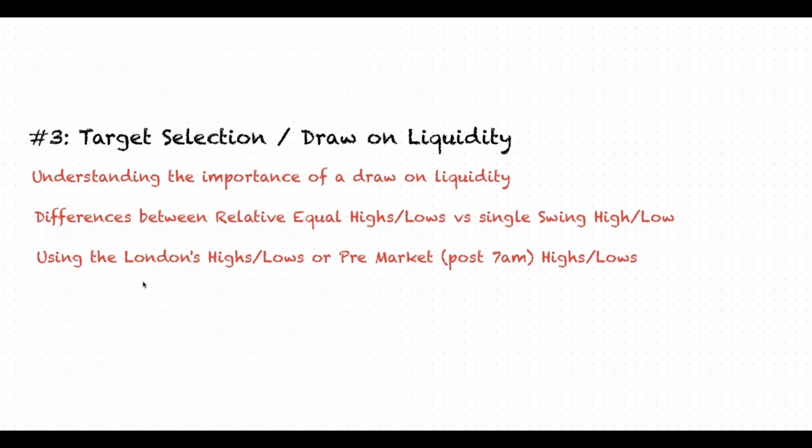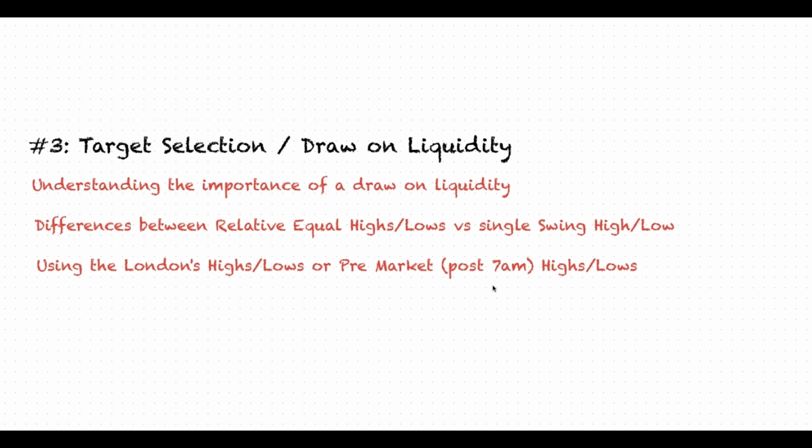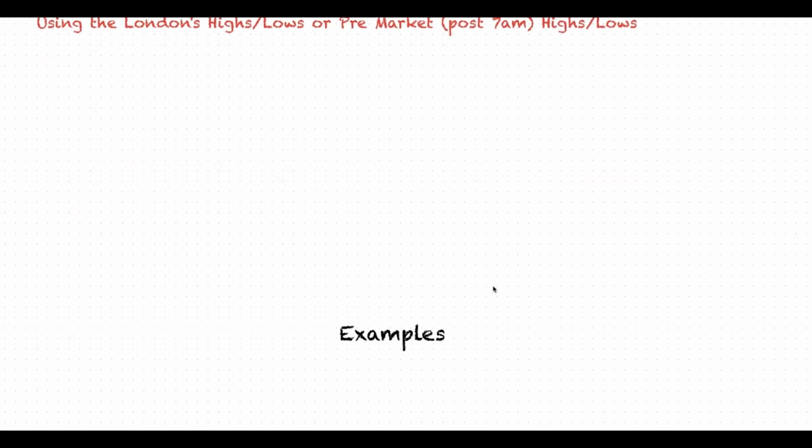So with that understanding, we only want to use two types of targets for this model: the London relative equal highs and the London relative equal lows, or the pre-market relative equal highs and the pre-market relative equal lows found post 7 o'clock in the morning. So now let's just jump into some examples real quick.